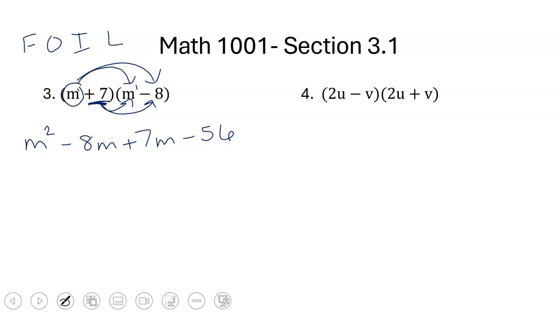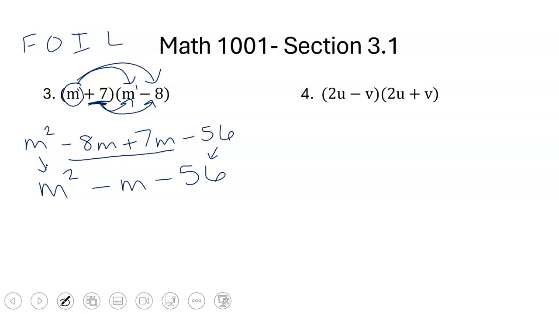Well, I'm not done because look in the middle. When you're multiplying binomials or trinomials, you'll always have like terms in the middle. Now it's just adding and subtracting. So we're not doing anything with exponents. Think simple. Adding and subtracting is simple. Literally add and subtract the front numbers. So I have negative 8 plus 7, so that's negative 1m, or just negative m, and then bring down the negative 56.